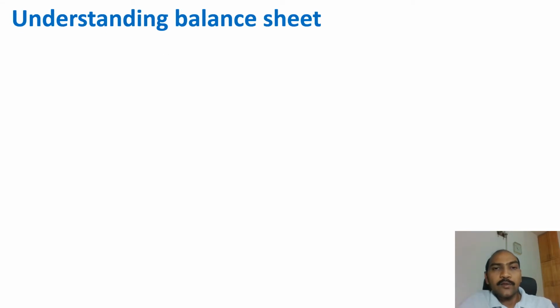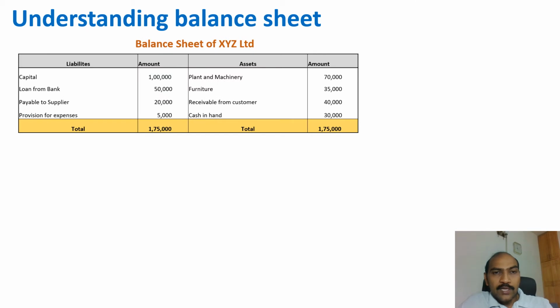Before we start the accounting equation, let's try to understand what a balance sheet is. By understanding the balance sheet, we can frame the accounting equation. As we saw in the previous slide, assets equal liabilities plus capital. Let's see how we can derive that formula from the balance sheet. We need not mug up the formulas; we'll try to understand the logic behind them.